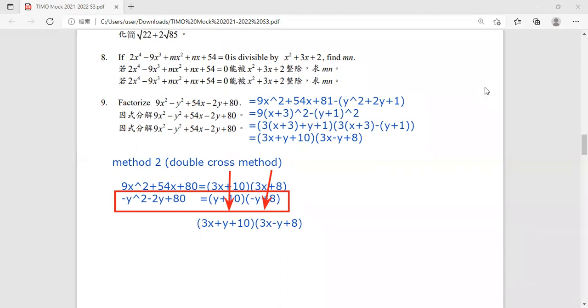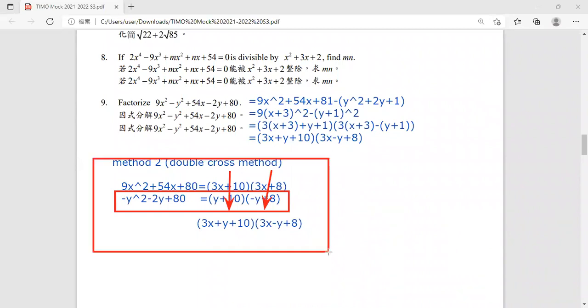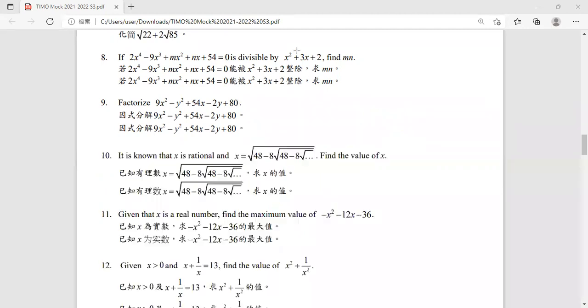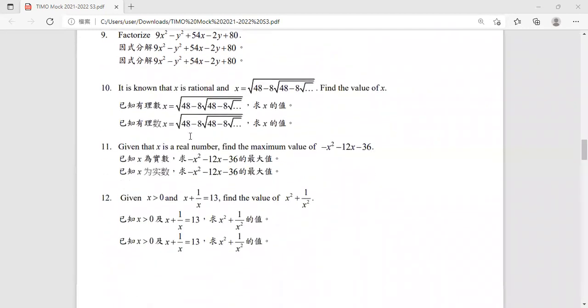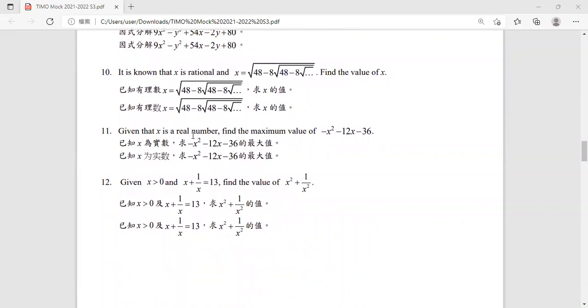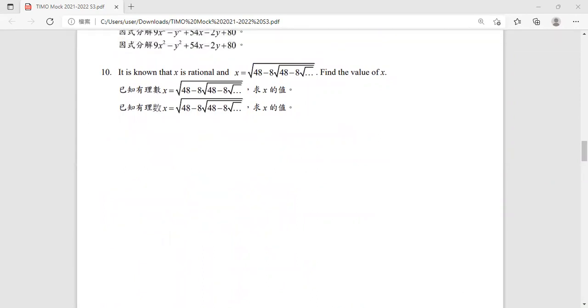Is this method too difficult for you? Okay, good, very good. Okay, question 10. This one should be some crazy method, but I think you can handle it.